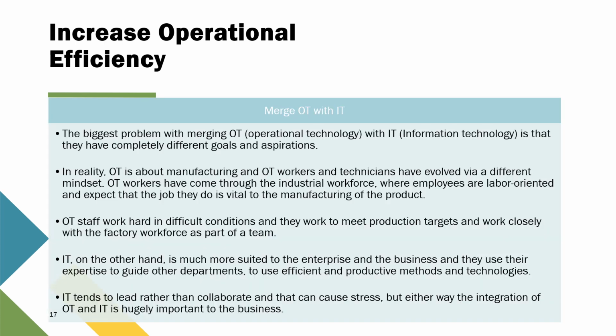Among the ways to increase operational efficiency is through merging the OT with the IT. OT is operational technology and IT is information technology. OT is more into the operation. All the engineers about the manufacturing processes are under the OT, meaning that anything that involves operations is under the OT. For example, the engineer, technician, everyone working under that is under OT.